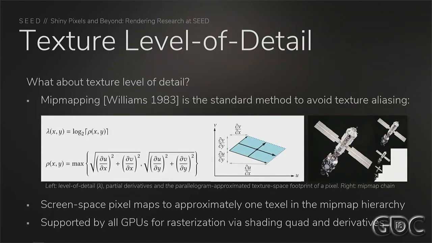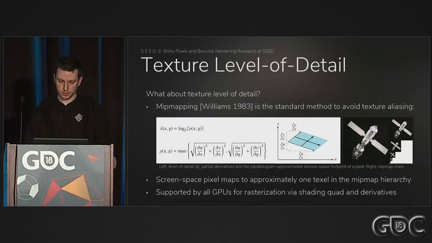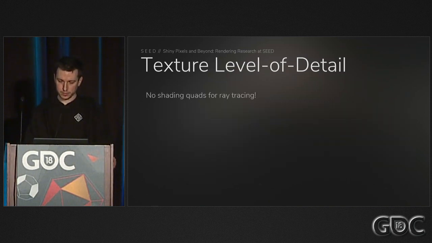And so one question in the room might be, all of this is cool, but how do you guys handle texture LOD since there's no concept of a shading quad with ray tracing? And as most people here know, in modern GPUs, a technique like texture LOD relies on partial derivatives that you get from the shading quad. That's how you choose texture LOD, either automatically or manually, but the partial derivatives come from there. And so, again, with ray tracing, you don't have any shading quads.